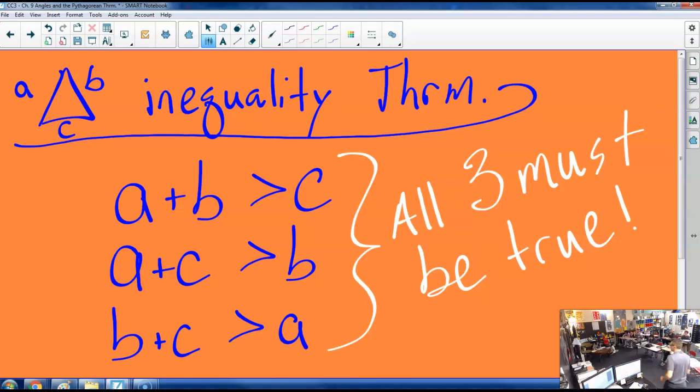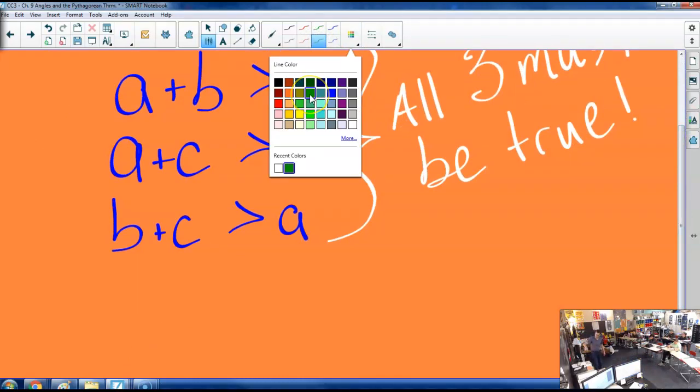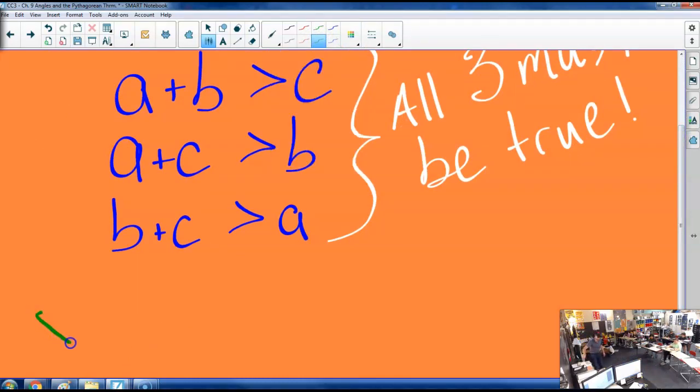Okay, so in any triangle, and we could draw a picture of a really awkward triangle now if you want to kind of reinforce it into your brain, it's any triangle. If I have A, B, C, A plus B must be greater than C. C plus A must be greater than B. And C plus B, well, that's kind of dumb obvious here, must be greater than A.